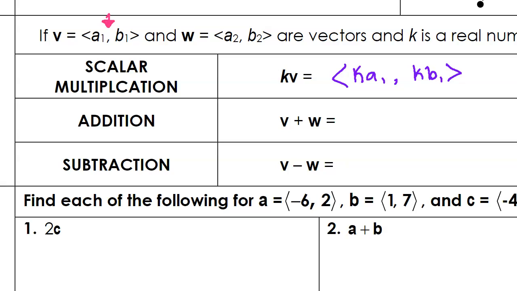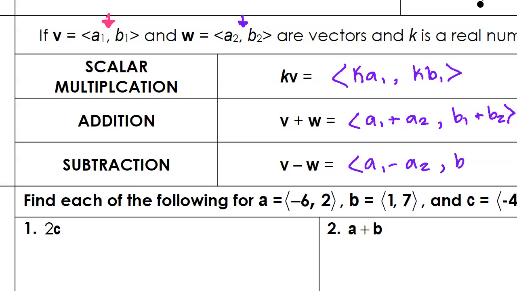Addition, we take our vectors and we're working with v and w. v is a1, b1, w is a2, b2. We add the x terms together, so we add a1 plus a2, comma. Then we add the b terms, b1 plus b2. And same thing with subtraction, but this time we are instead subtracting our x terms, and then we are subtracting our y terms.